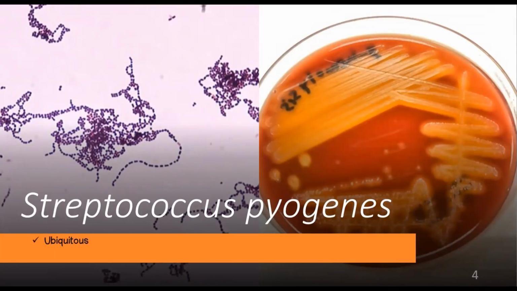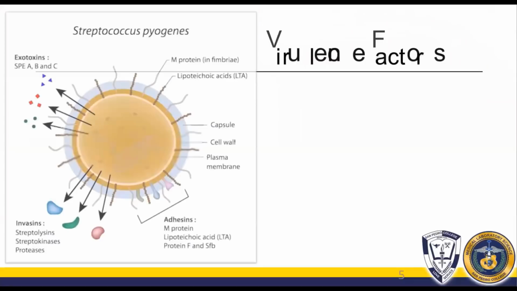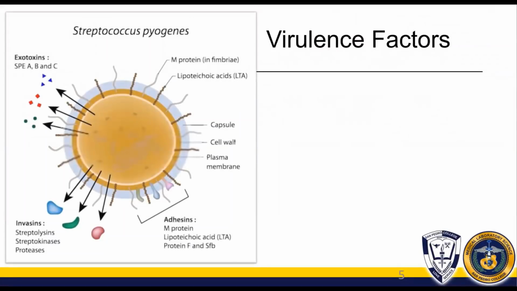Streptococcus pyogenes is actually ubiquitous, meaning you can find this organism anywhere. And as I have mentioned, they are considered normal flora of the respiratory tract of some people. However, class, given the opportunity, Streptococcus pyogenes can be pathogenic. And as a pathogen, Streptococcus pyogenes uses its virulence factors in order to establish infection and cause disease.